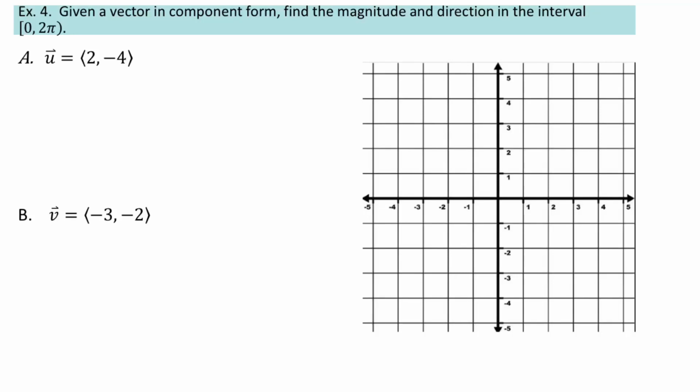Given a vector in component form, find the magnitude and direction in the interval 0 to 2 pi. So let's look at the vector u, which is 2, negative 4. So I drew it on the coordinate plane.